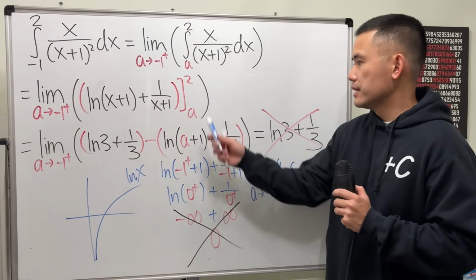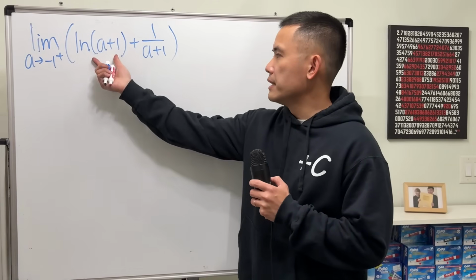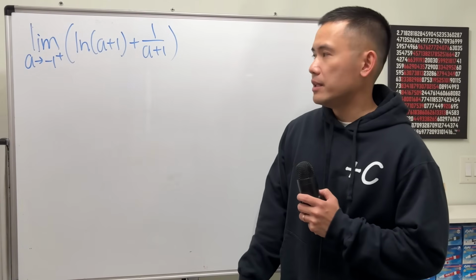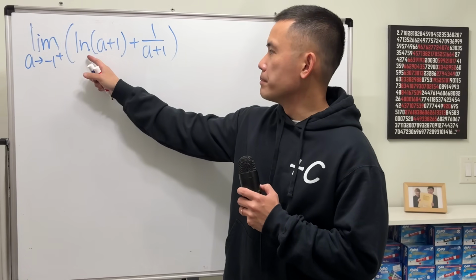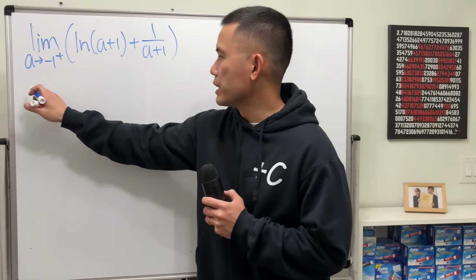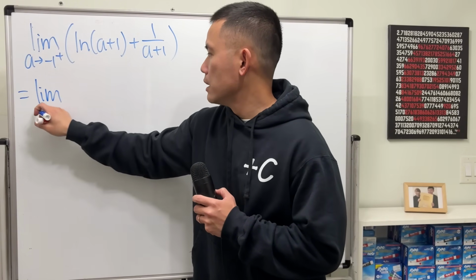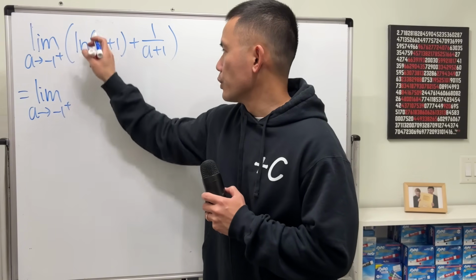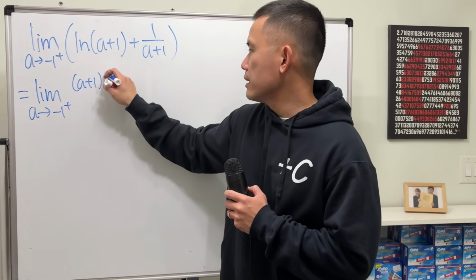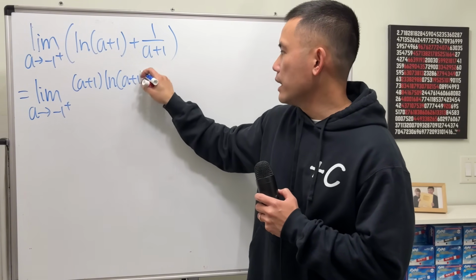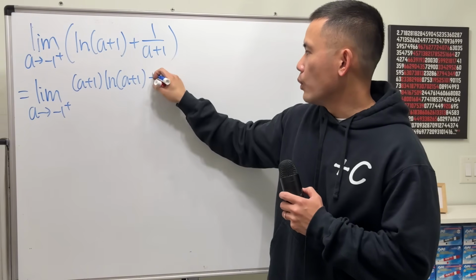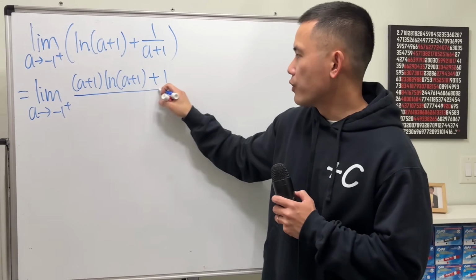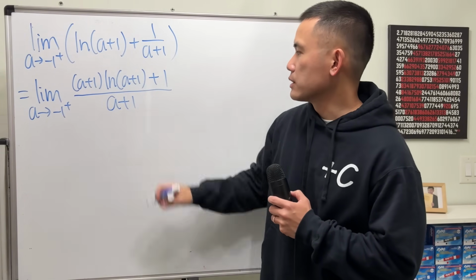Alright, so let's go ahead and do it. So first, we are going to combine this and that, and we need a common denominator. So I will multiply the bottom and the top by a plus 1 here. So we get (a+1) times ln(a+1), and then add a 1 to it here, and then over the same denominator, which is a+1.